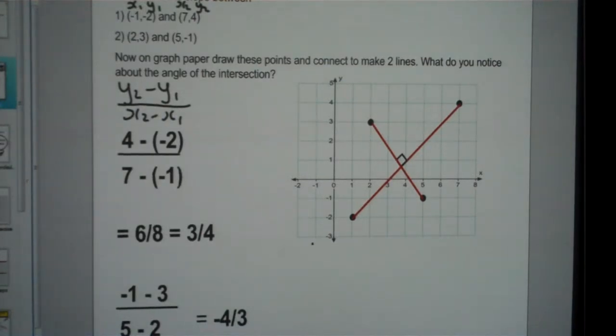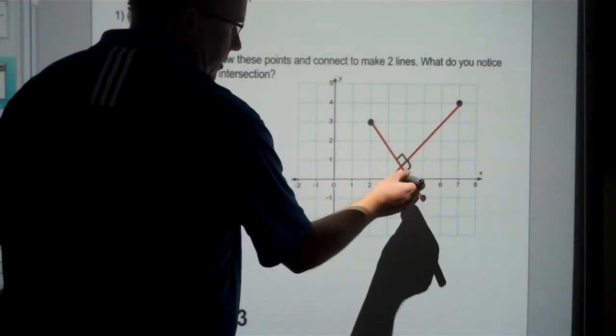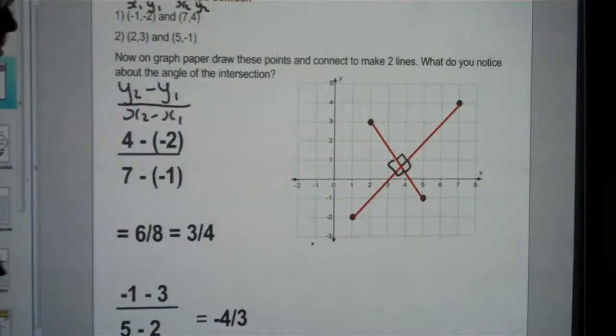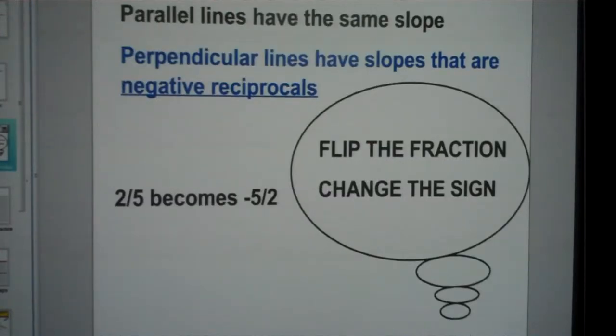The reason for this warm-up is that's the definition of perpendicular lines: lines that intersect at 90 degrees. So all of these angles should be a right angle. Now, how are we going to answer those questions? Last lesson we did parallel lines where the slope was the same, and this time we're going to do perpendicular lines that have slopes that are negative reciprocals.